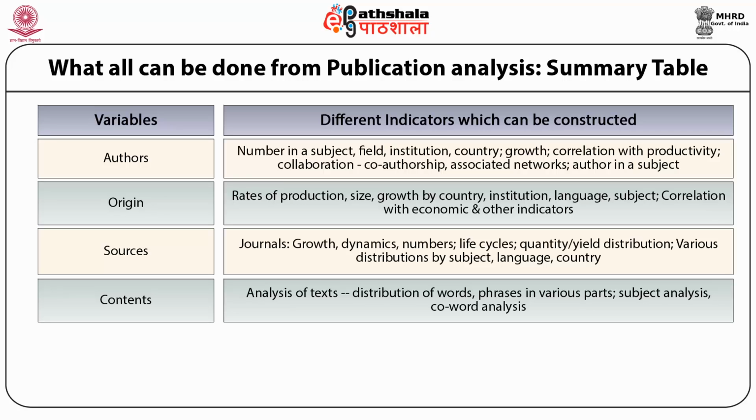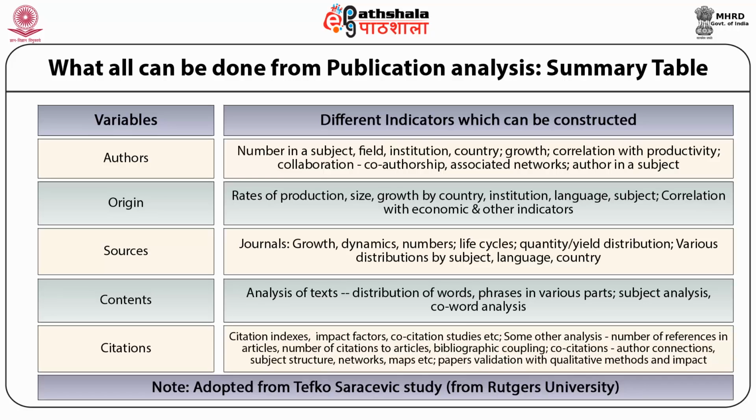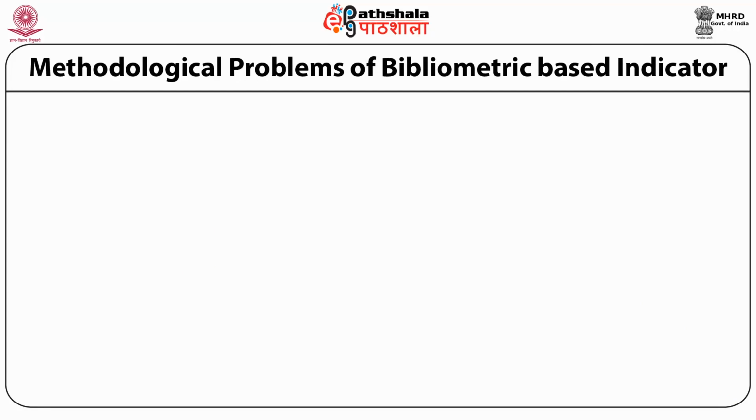When we take citation as a variable, we can capture citation indices, impact factors, undertake co-citation studies. Some other analyses possible are number of references in articles, number of citations in articles, bibliographic coupling, co-citations, author connection through citations, subject structure, identification, network maps, etc. In applying these bibliometric based indicators, we should also be aware of their methodological problems.